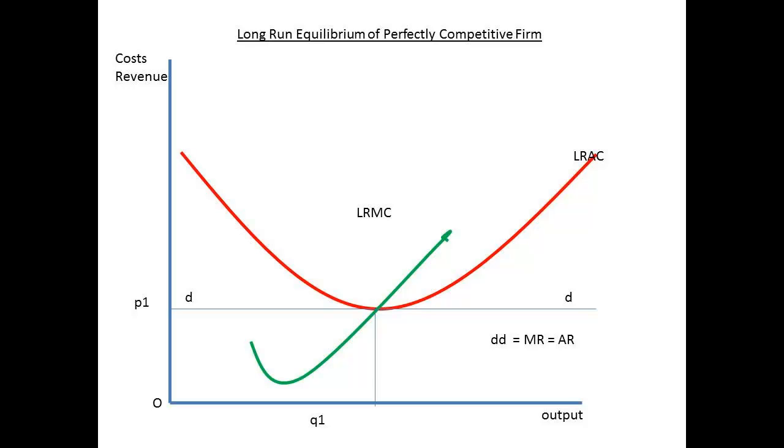This is at price OP1 and quantity OQ1. It is the point where the LRMC, long run marginal cost curve, intersects with the LRAC, long run average cost curve. This will be the lowest point on the LRAC curve. At this point, price is equal to both marginal cost and average cost.